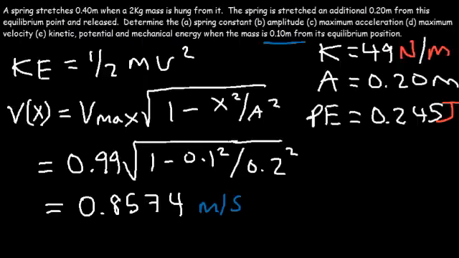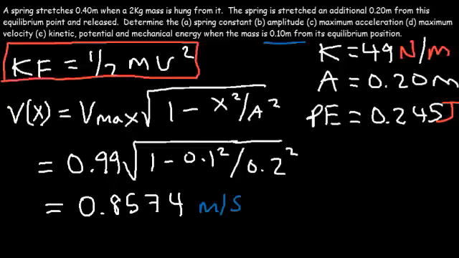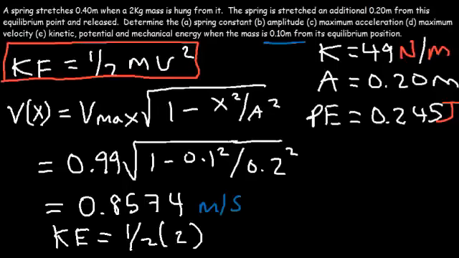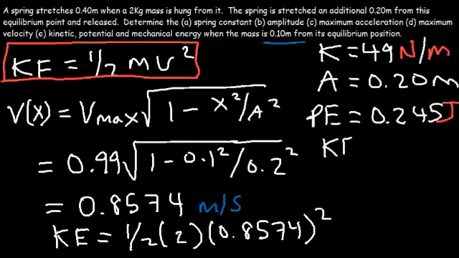Now that we have the velocity, we can use this equation to find the kinetic energy. So let's plug it into that equation. KE is equal to 1/2 times the mass, which is 2 kilograms, times the speed, 0.8574 squared. So half of 2 is 1, and 1 times 0.8574 squared is about 0.735 joules. So that's the kinetic energy, 0.735.